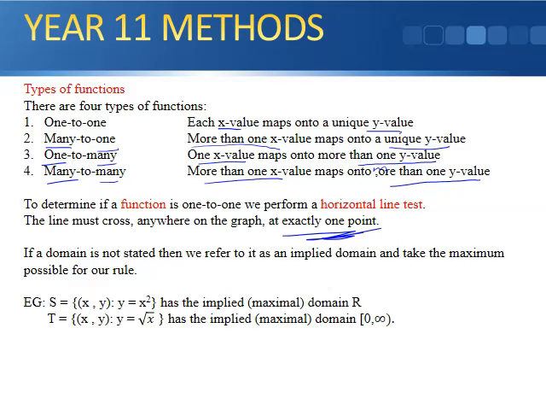If a domain is not stated, then we refer to it as an implied domain and take the maximum possible for our rule. Example, S, xy such that y equals x squared has the implied maximal domain R. We just assume that it's reals. But T, which x such that y is the square root of x, has the implied maximum domain from 0 to infinity, because square root of x starts at the 0.